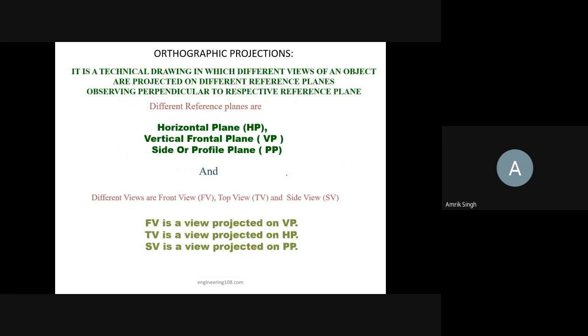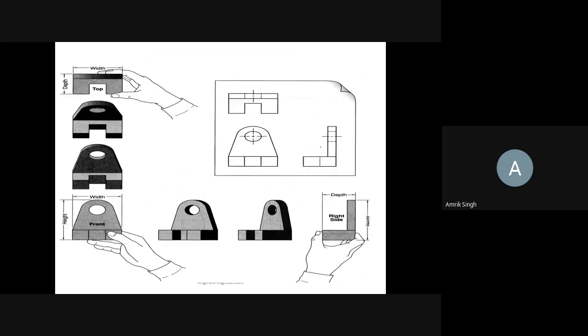Now, orthographic projections. There are three types of it. So different planes are there. The first one is called the horizontal plane, then the vertical plane, and the side or the profile plane. And different views are drawn: front view, top view, and the side view. Okay. So we will see here. I'm not drawing it here. We'll see in the next slide.